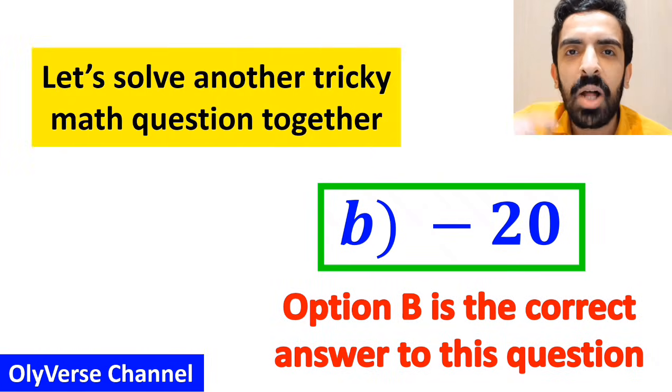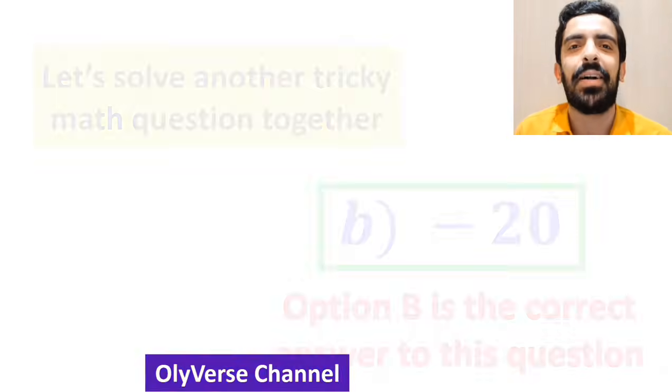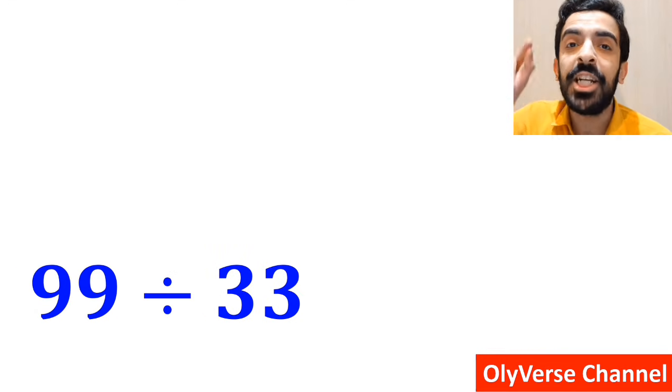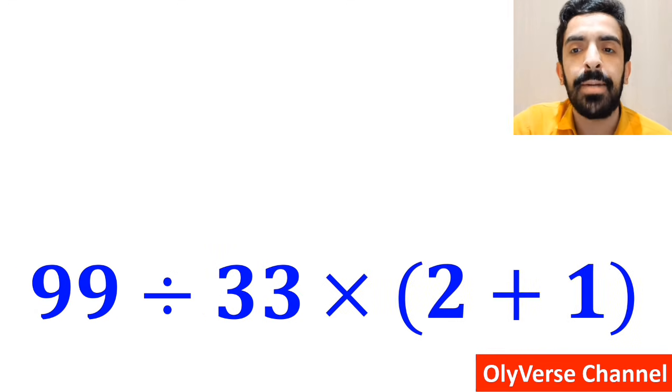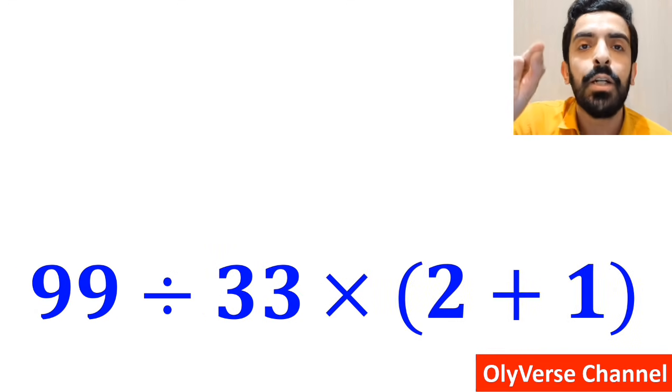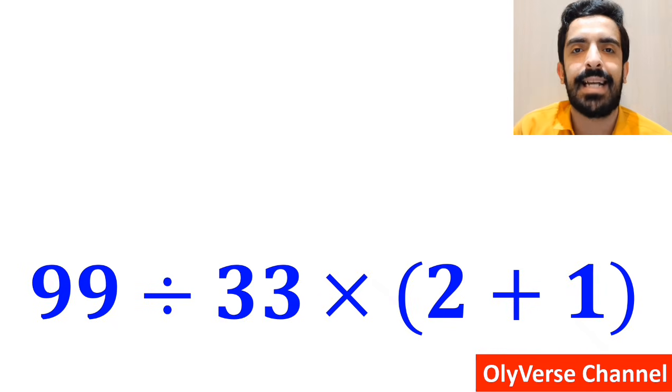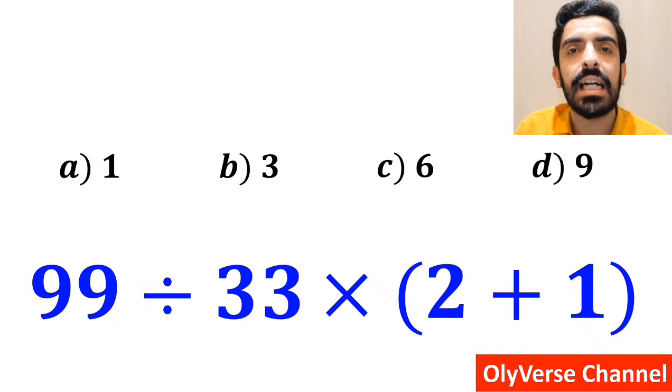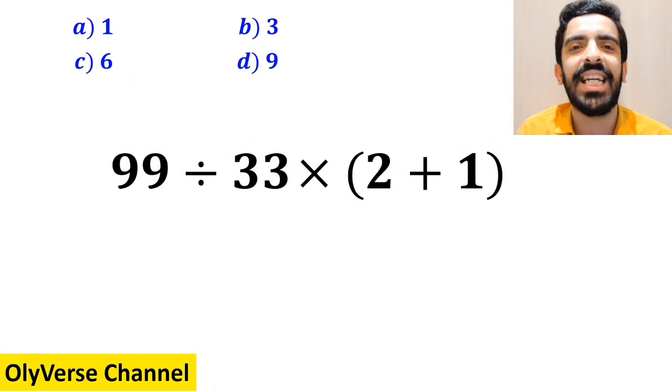Alright, now let's solve another tricky math question together. What is the value of the expression 99 divided by 33 multiplied by open parenthesis 2 plus 1 close parenthesis? Which option do you think is the correct answer to this question? Let's go step by step and solve it together.